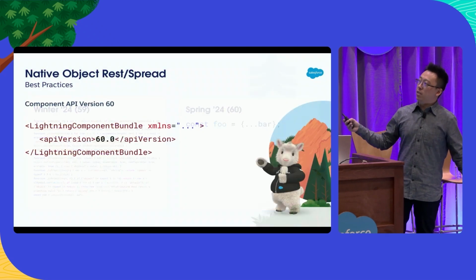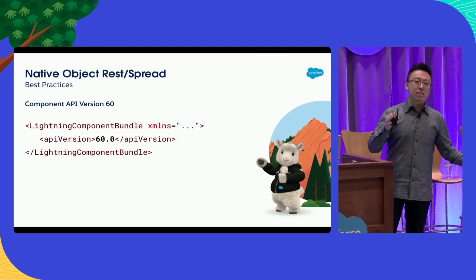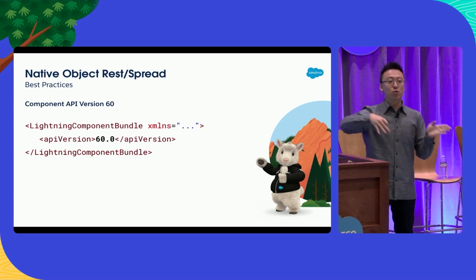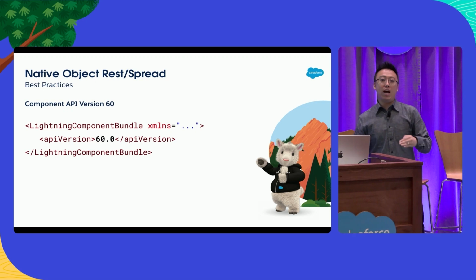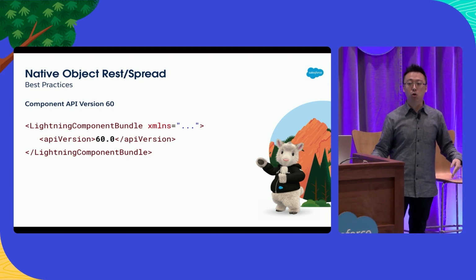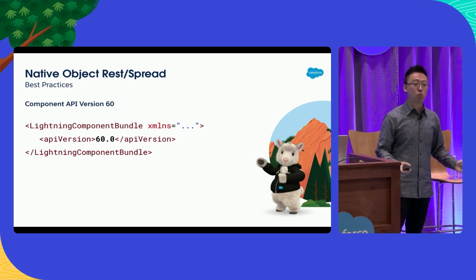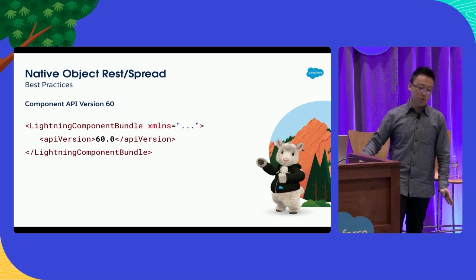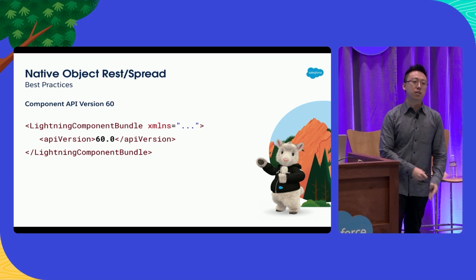The problem is there are slight differences in how the Babel polyfill operated compared to the native behavior. And so actually just removing it for everyone would be a breaking change for some components in some edge cases. So we couldn't do that. So unfortunately, in order to take advantage of this quick optimization, you do need to update your component to API version 60 to take advantage of that.